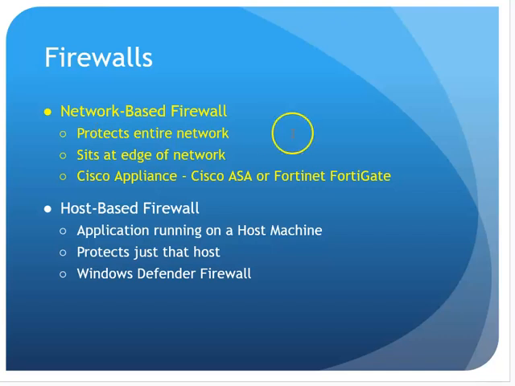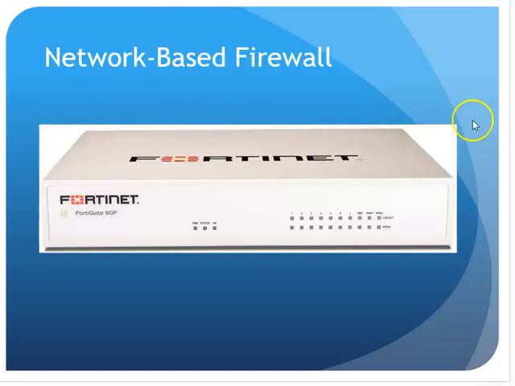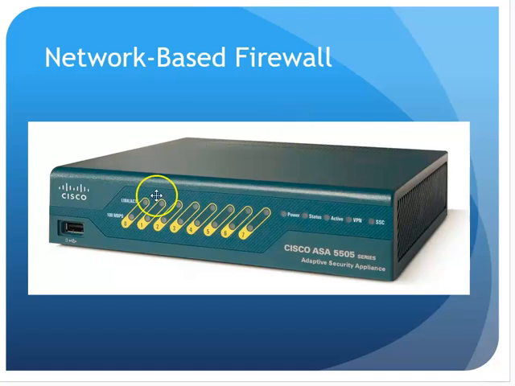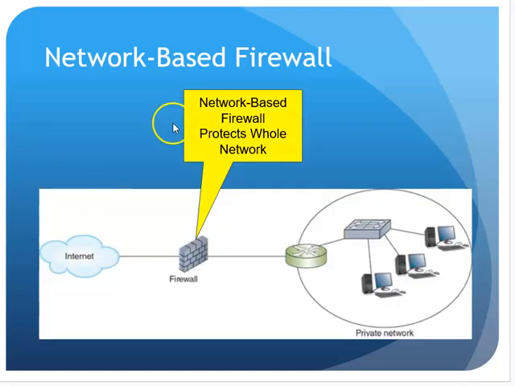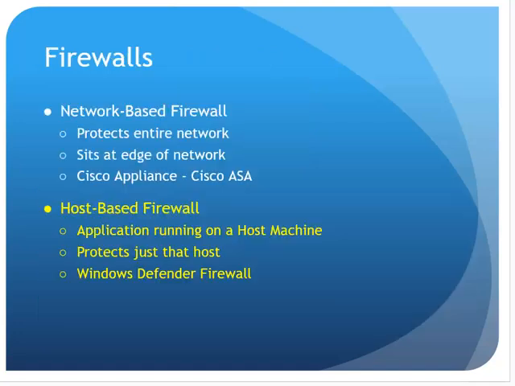Things like a Cisco ASA or a Fortinet FortiGate would be examples of a network-based firewall. This kind of thing like this here. This is actually very similar to the one we'll be using in the lab room. Previously, we used to use these, just kind of giving you a little insight as to some of the equipment. Again, this is sitting here. All the traffic has to flow through it. All the traffic from the internet has to flow through it. So it's designed to try to protect the whole network.